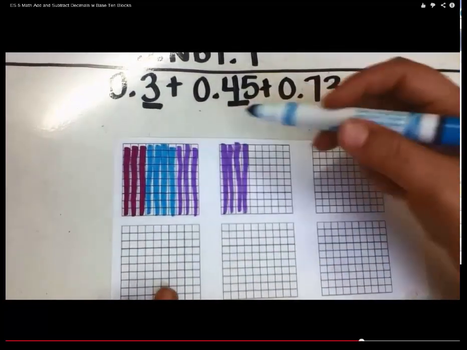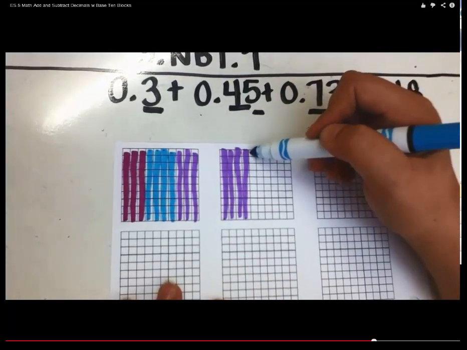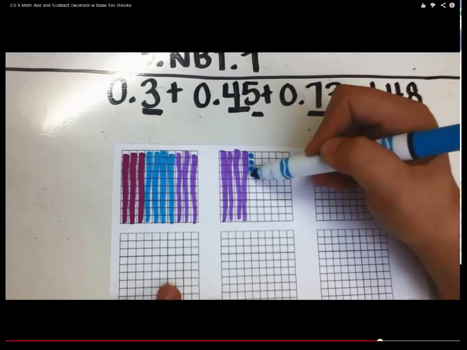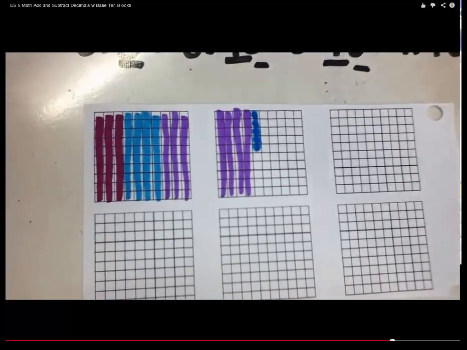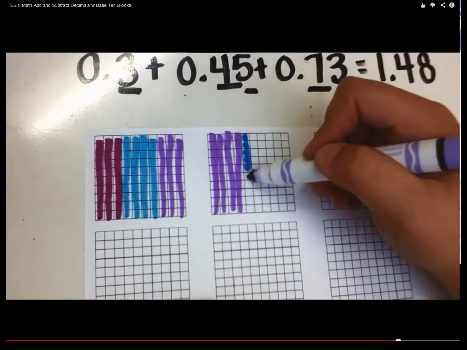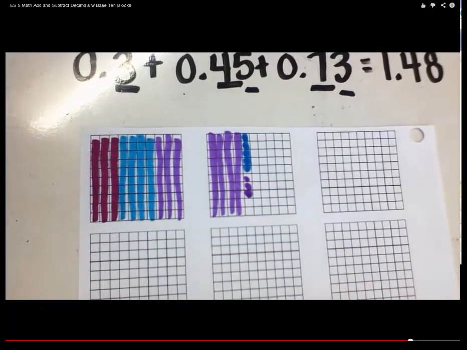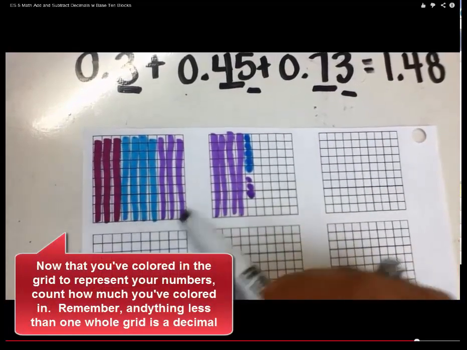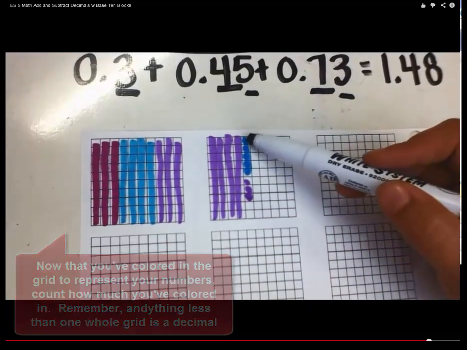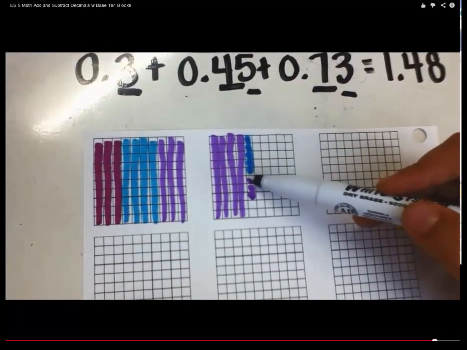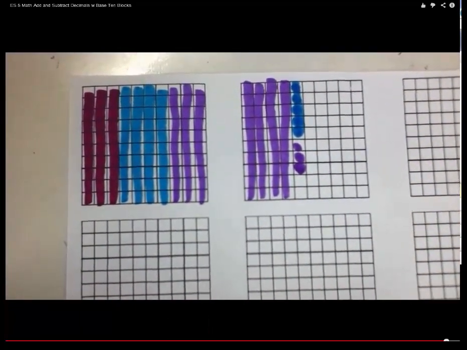So I had shaded the 4 tenths of 45 hundredths in the blue. So I'll shade the 5 hundredths from there in the blue as well. 1, 2, 3, 4, 5. And then the 3 hundredths from the 73 hundredths here. And now we would have the whole number modeled. And so we would look here and see that we have one whole. There are 1, 2, 3, 4 tenths shaded in. And then 1, 2, 3, 4, 5, 6, 7, 8 hundredths. So that would be 1 and 48 hundredths.